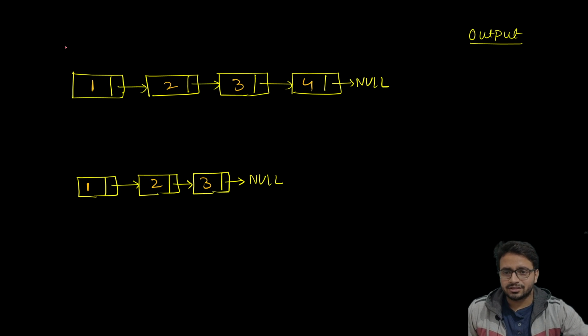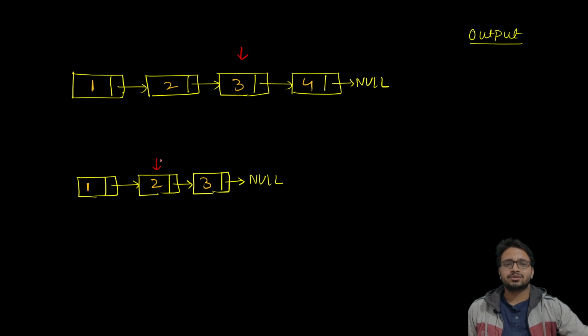So in the first example, we have 4 nodes, and in this case, the question says that if we have an even number of nodes, then the middle one is the second one. And if we have an odd number of nodes, then there would be only one middle element, that is over here, 2. So the first approach which comes directly to our mind is that we can count the number of nodes.